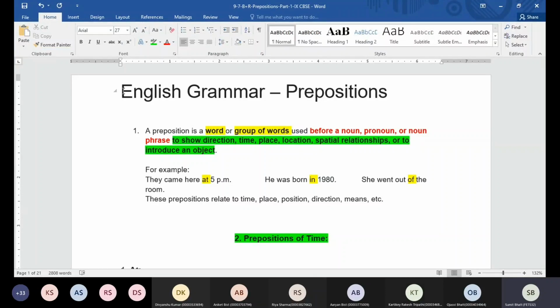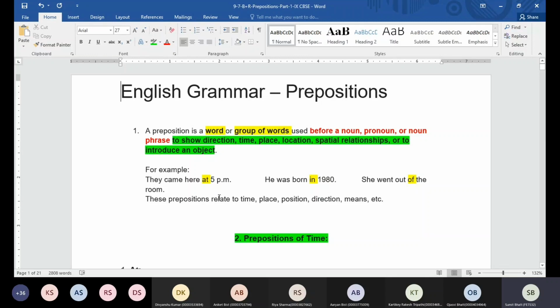So as informed before, the topic for the day is going to be prepositions. A preposition is a word or group of words used before a noun, pronoun or noun phrase. Okay, we can have a noun or pronoun or a noun phrase before which we use a preposition. And it is going to show either a direction, it can also show time, place, location, spatial relationship. Okay, spatial means related to some space, or to introduce an object.